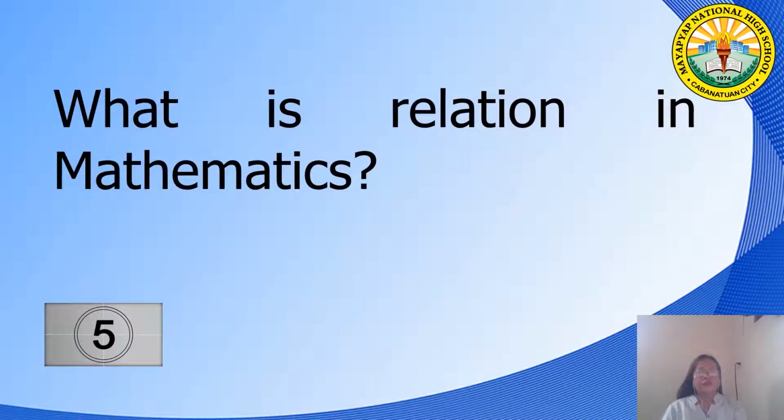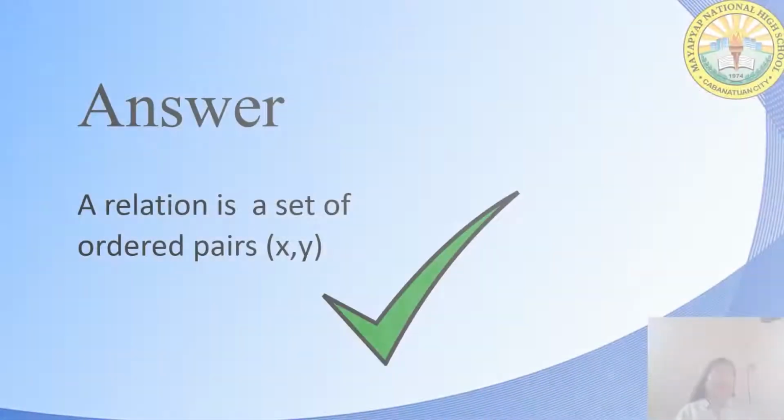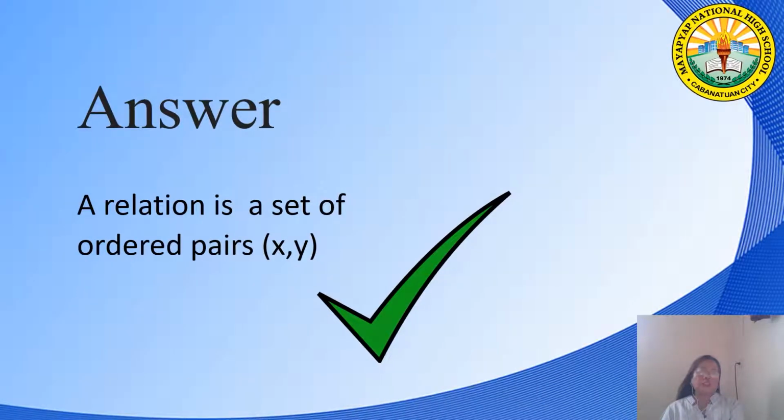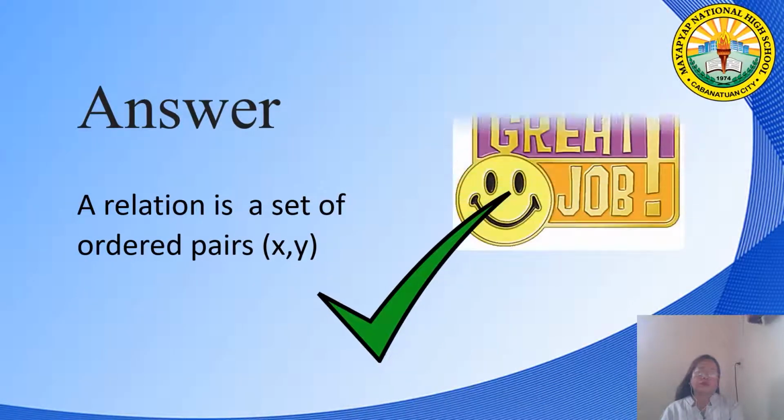What is relation in mathematics? Time starts now. A relation is a set of ordered pairs. Great job!